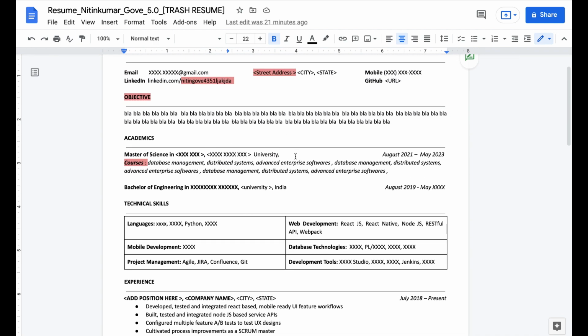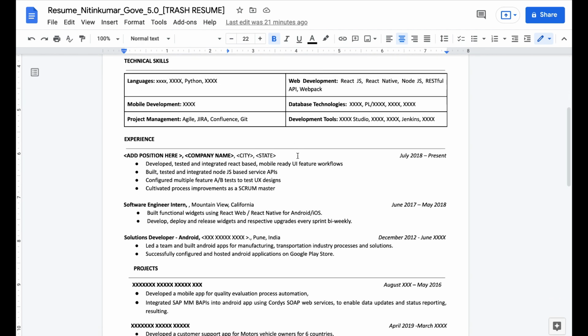Okay, now in academic section, if you don't have a GPA, if your GPA is less than 3.5 or 3.2, you don't really need to add it. One of the myths which people have is they need to add their GPA in their resume. That's totally wrong. Do not even add it. If you have a low GPA, you don't need to add it. If you have a good GPA which you want to flaunt, definitely add it.